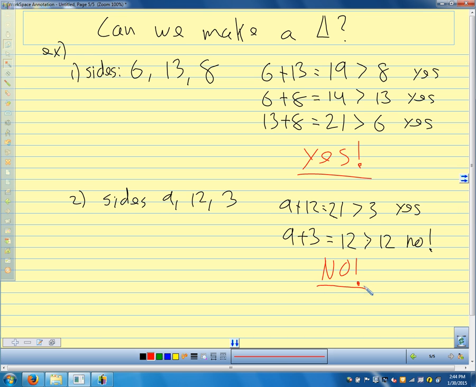Anybody see the shortcut here? Add up the two smallest and see if they are more than the biggest side. Because we know if 13 is bigger than 6, anything we add to 13 is going to make it still bigger than 6. So what we really need to do is add the two smallest sides and see if it's bigger than the biggest side. So for these kinds of problems, we can just add the two smallest sides.